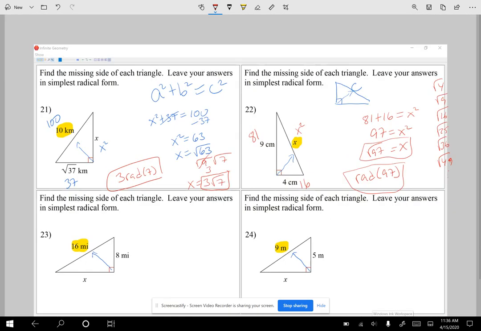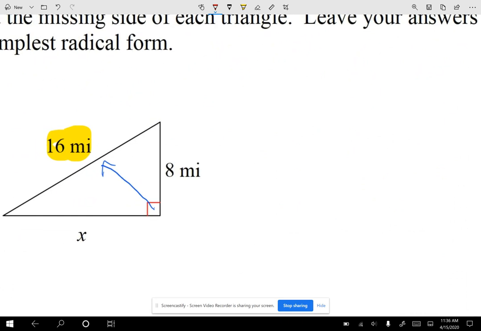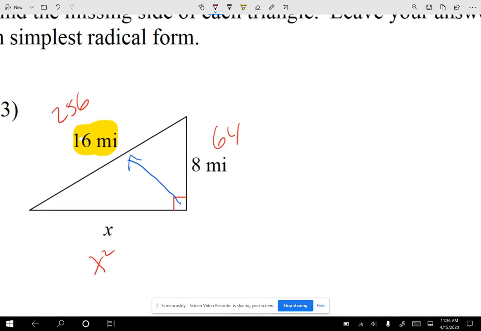All right, let's take a look at number 23. I'm going to square each of my sides. I'm going to start with the easy one, x. X squared is just x squared. Then I'm going to move into 8. 8 squared, right? 8 times 8, 64. And then 16. 16 times 16 is 256. Remember, my 16 is my c, so 256 is my c squared.